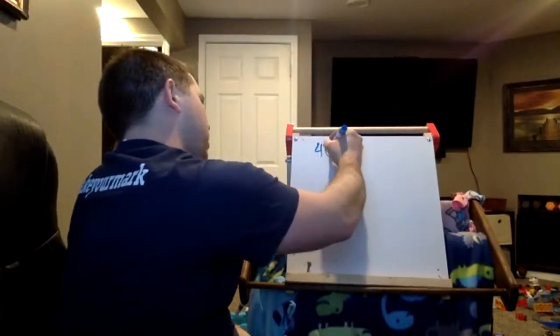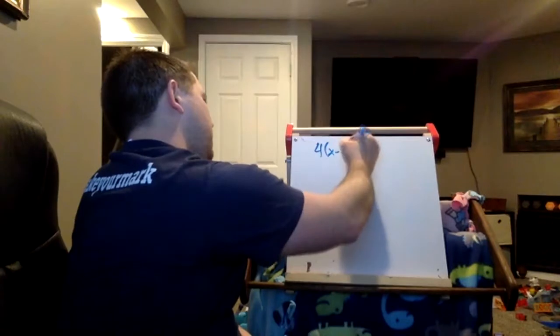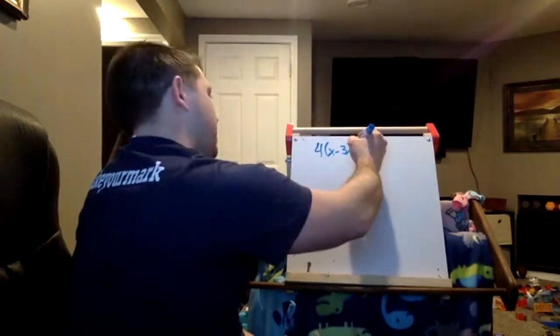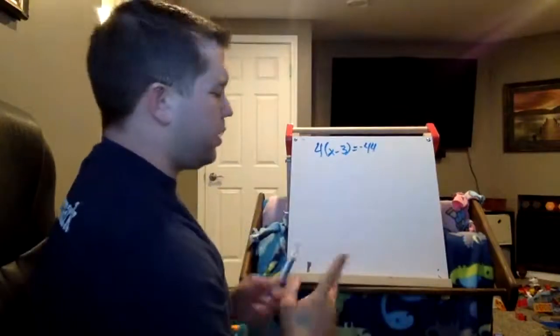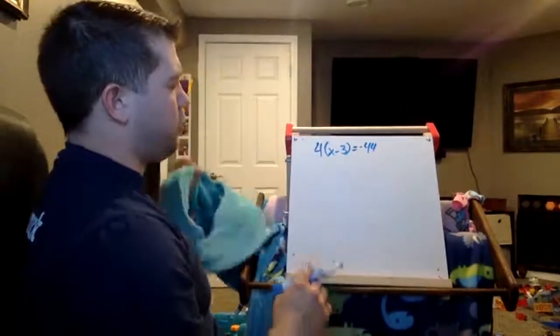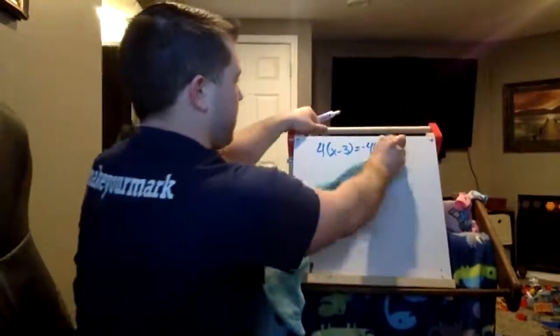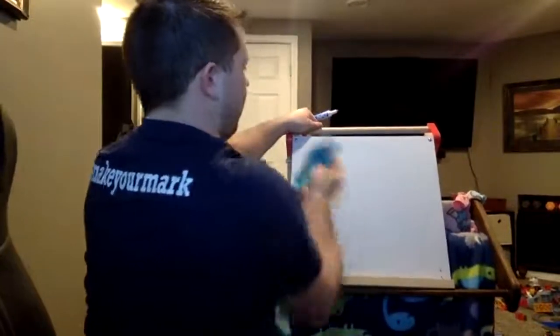Okay, so let's say I have 4(x minus 3) equals negative 44. I'm actually going to write this problem twice, because I'm going to solve it two ways, show you side by side, and then we can talk about what the better option was.